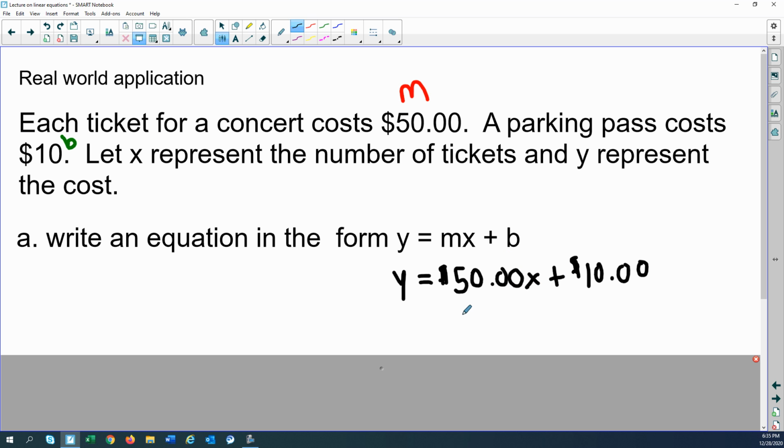If you wanted to change the variables a little bit so that they represented the actual item, so y represents the cost, so we could use a C here. The cost of going is $50 per ticket, so I could use T instead of x, plus the $10. Okay, so this is still a linear equation. We're just using variables that represent the items that we're talking about.